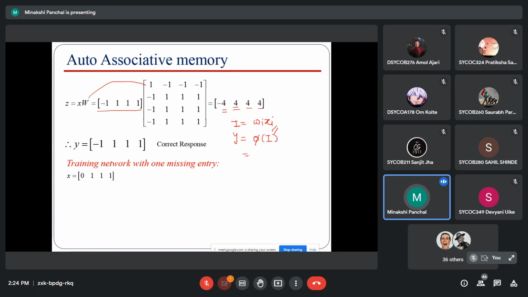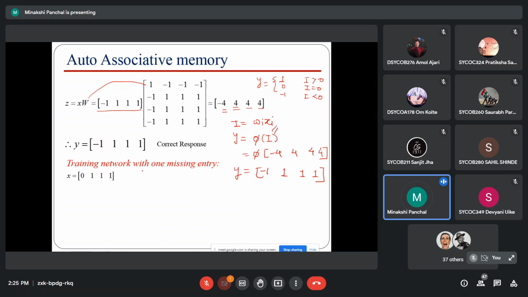Where are you applying this? You are applying this activation function on -4, 4, 4, 4. What activation function? y equals 1 if I is greater than 0, it is 0 if I equals 0, and it is -1 if I is less than 0. So applying this activation function to get the final output y: phi of -4 gives -1, phi of 4 gives 1, again phi of 4 gives 1, and phi of 4 gives 1.